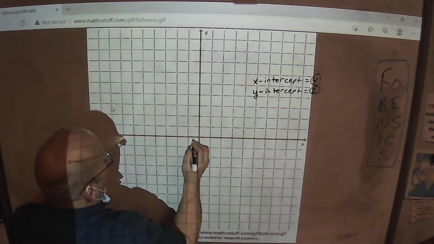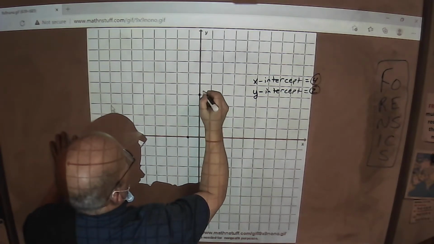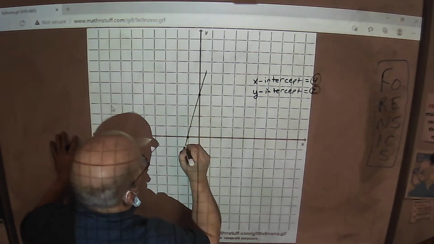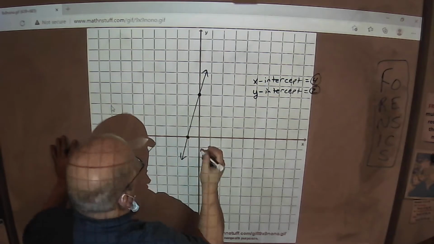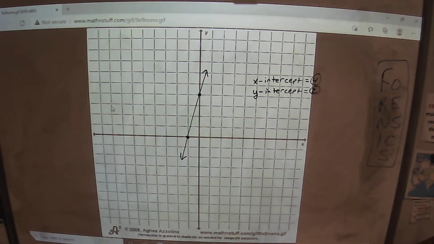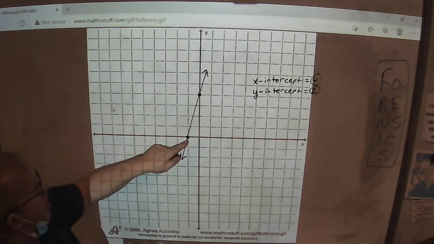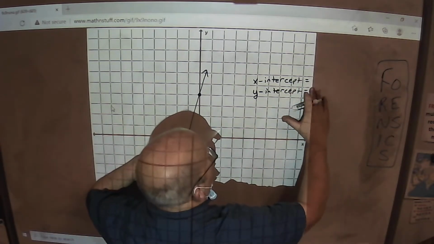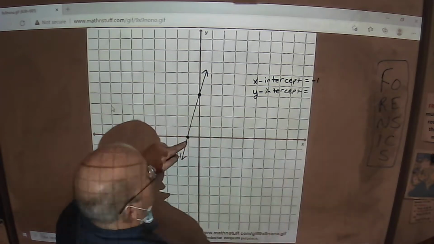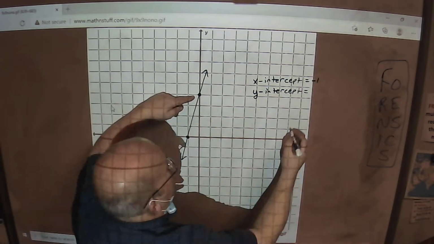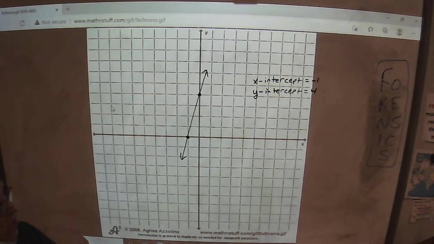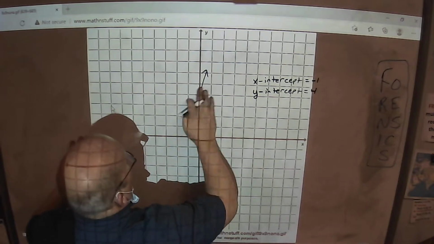What if I put a line that went through this dot and this dot? And I said to you, what is the x-intercept of that particular situation? Well, hopefully you would say the x-intercept is -1. And where is the y-intercept? The y-intercept is +4 in this case. Okay, let's move on to another line.